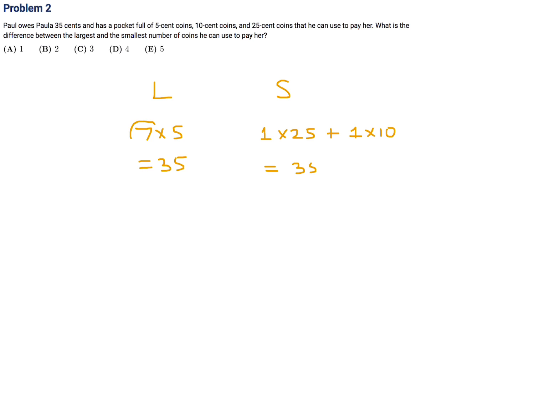So here he used 7 coins, and here he used 1 plus 1, which is 2 coins. So 7 minus 2, which is what they're asking for, is 5. And therefore, number 2, the answer is E.